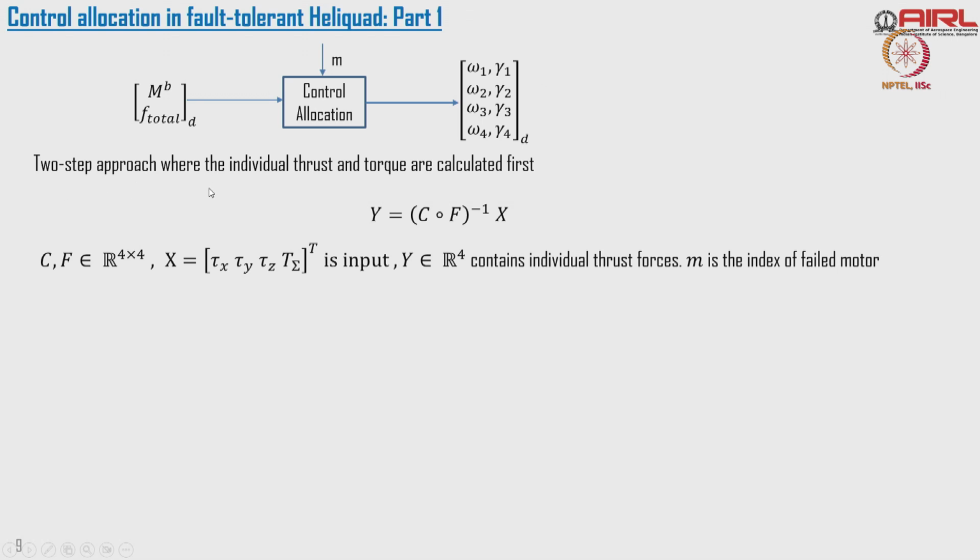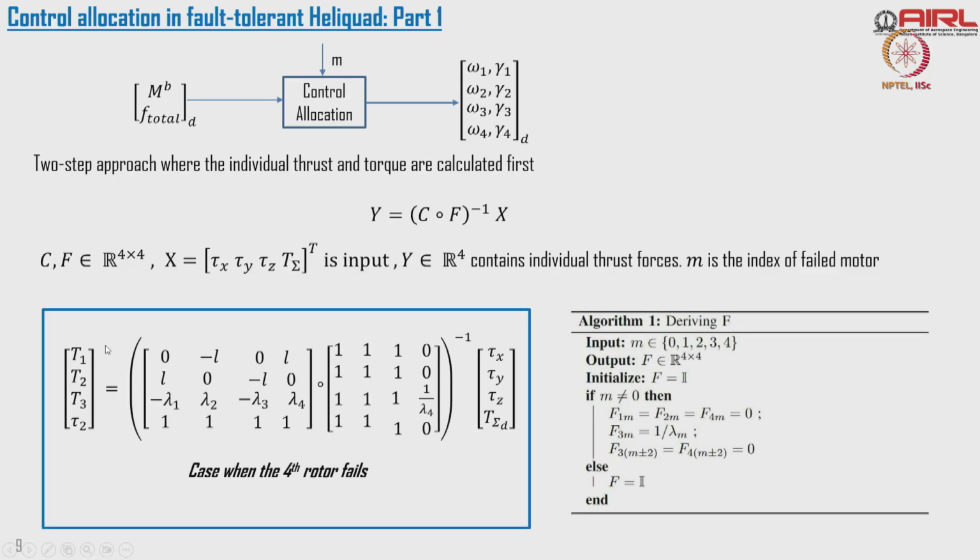There is a 2-step approach. First, we get the individual thrust and torque. We calculate that. What is the individual thrust and torque? So we will compute Tx, Ty, Tz, and then the total thrust as an input. Then we will get 4 individual thrust forces. M is the index of the failed motor. With that, we will get only the individual thrust forces that we are looking for. So basically, what happens? T1, T2, T3, and tau 2. Let's say the second motor failed. So this is how the equations are.